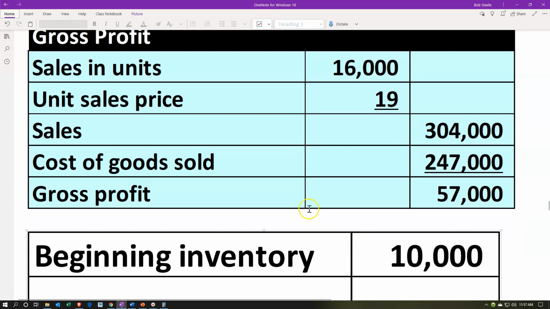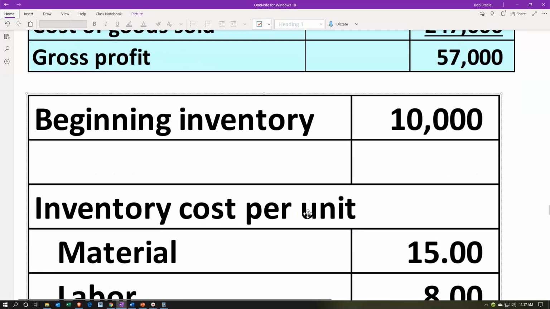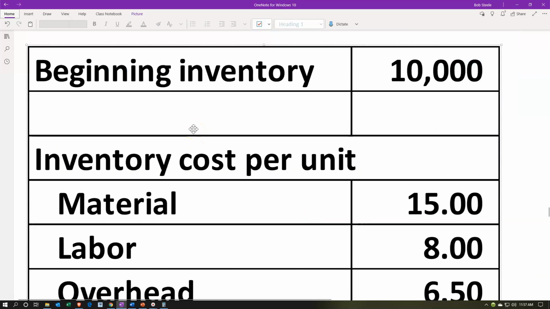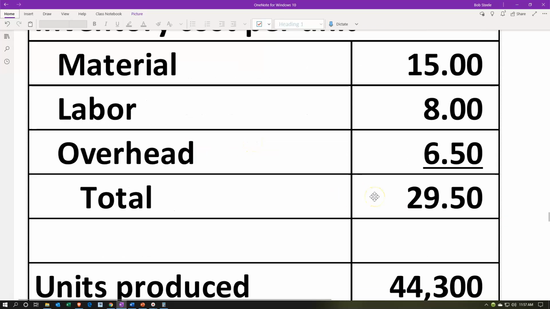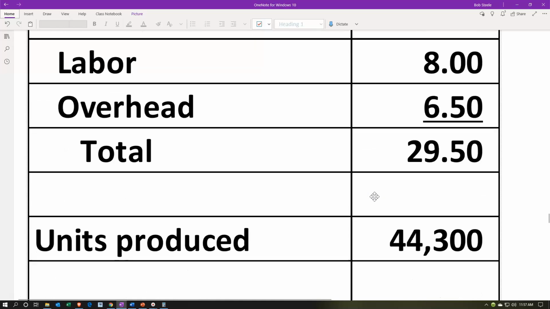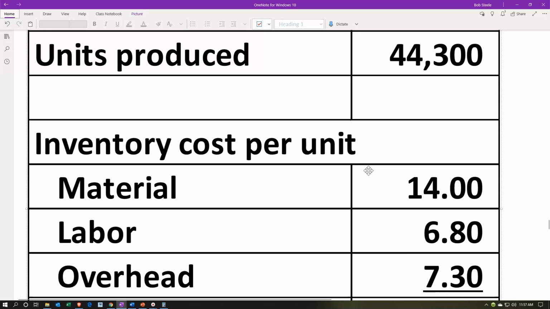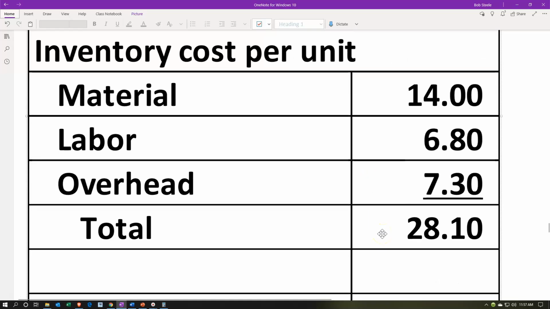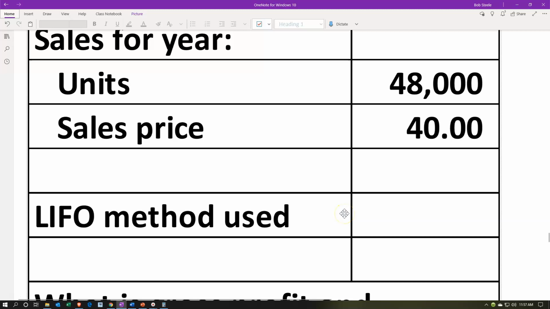All right, we're going to do this again. This time, we're going to see that we have a declining price. So it's going to be the same kind of setup. We have the beginning inventory, the inventory per unit, and now those units cost $29.50 as the cost of the beginning units. And then we're making more units, and they now cost $28.10. They cost less. So now we have that reverse situation. And then we have the sales amount. We're going to be doing this with LIFO.